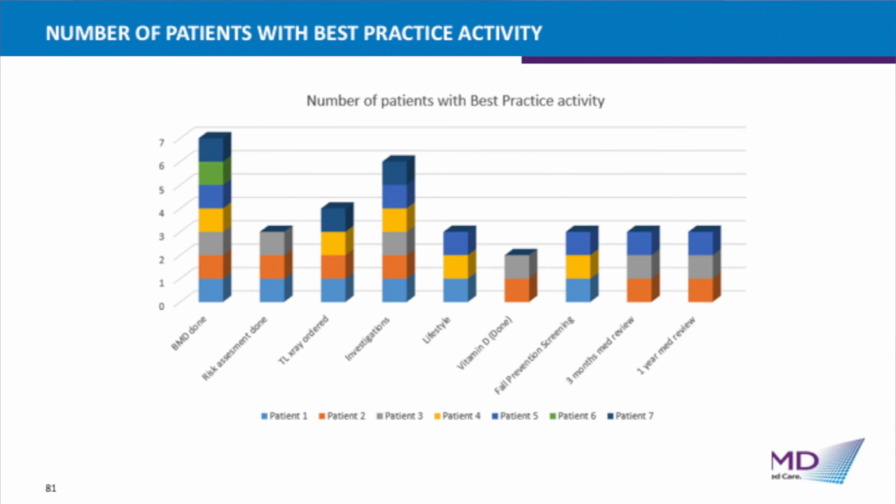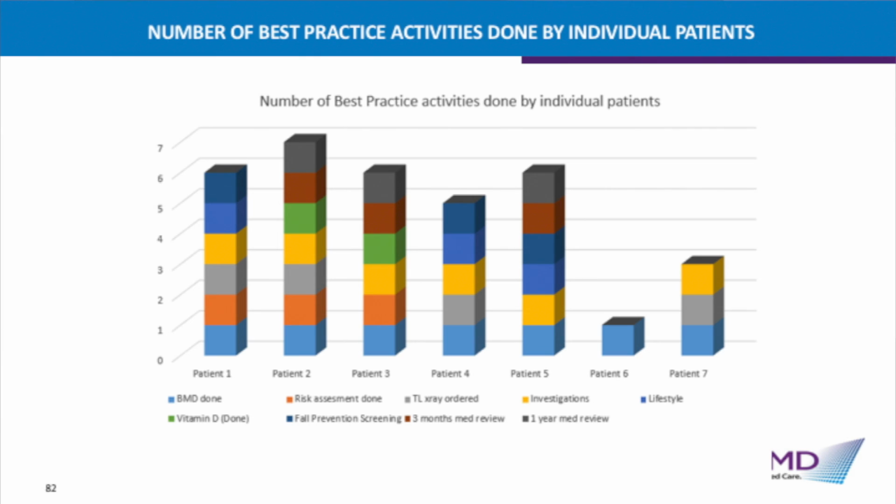How many had a lateral view of the spine to assess for vertebral fracture? How many had their investigation? How many had lifestyle counseling? So you can actually pull that, and that's what I meant by the dashboard. You can actually pull that information, and you can actually then go to the patient that's missing the most activities and say, oh, geez, this one I need to do this, this, and this. And you can actually look at it by patient.